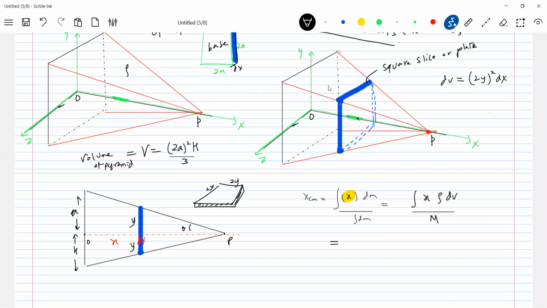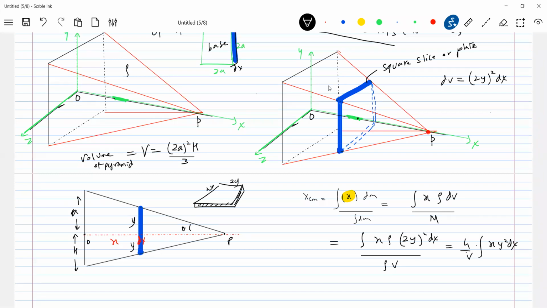So now this will be x, rho dV is what? 2y square dx. What is m? Mass should be equal to rho into v. This should be x, 4 will come outside, 4 by v, x y square dx.